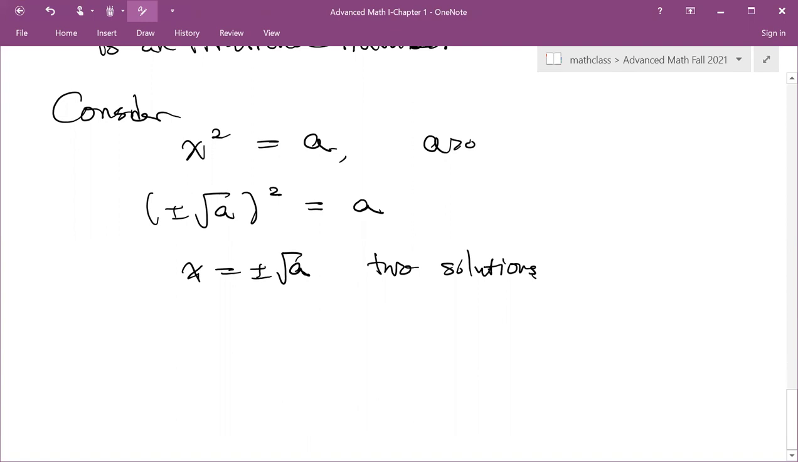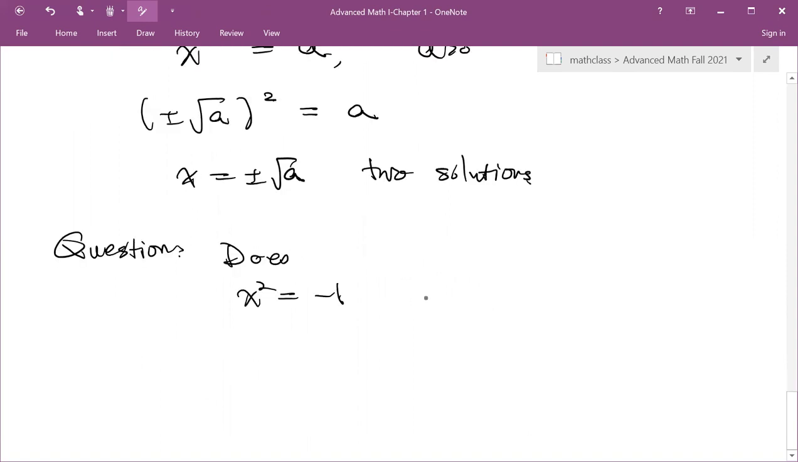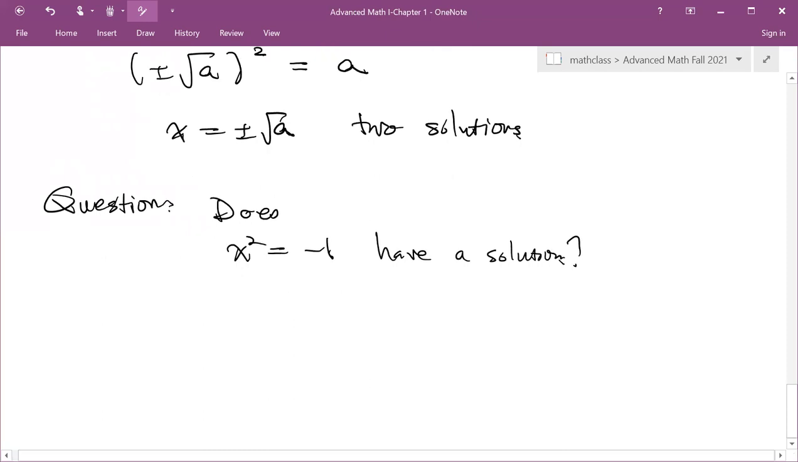Well, then you are wondering, question: does x squared equals -1 have a solution? And what is the solution? Well, sometimes yes, sometimes not. It depends on where you want to talk about. In the real world, there's no solution.